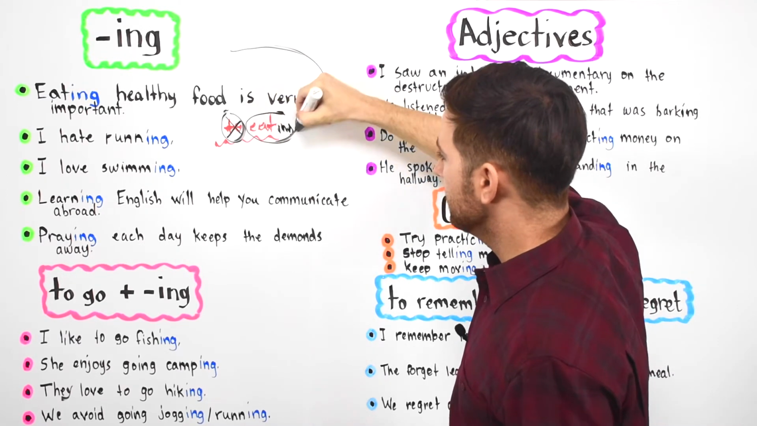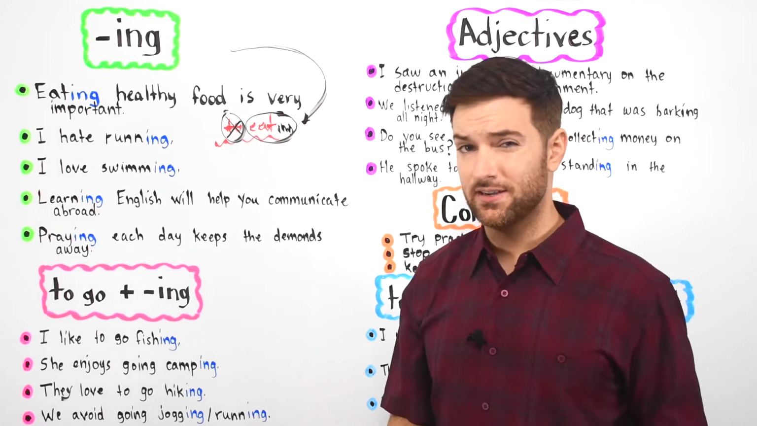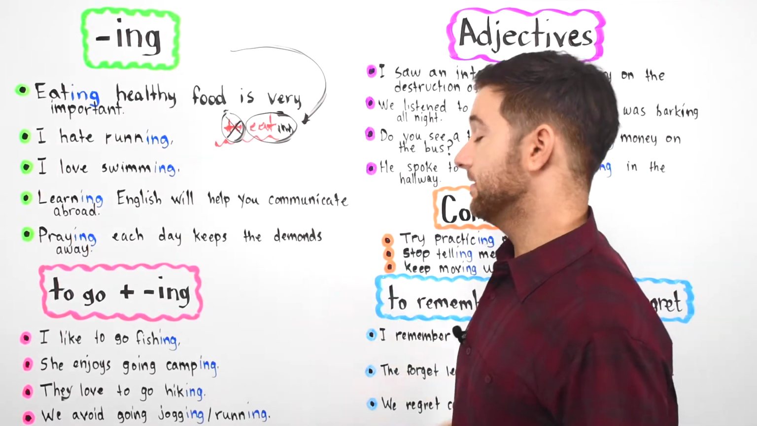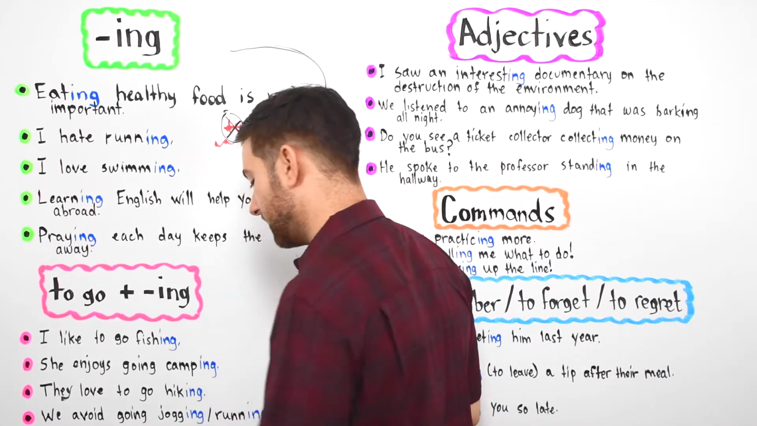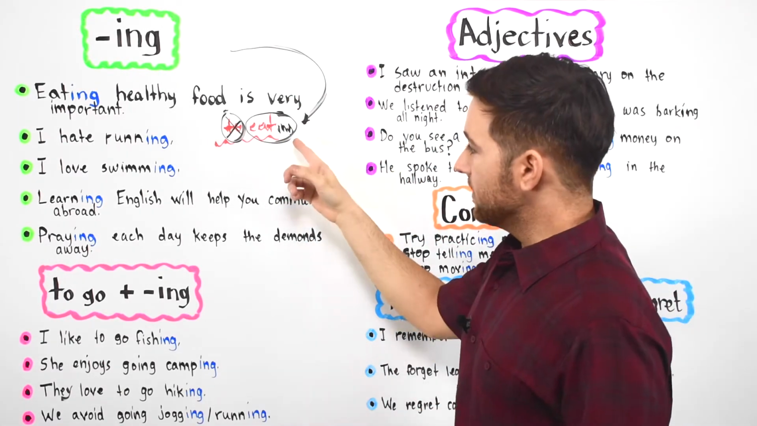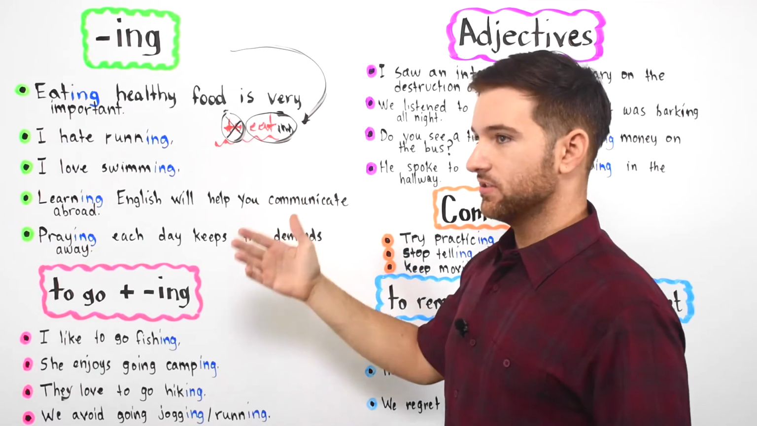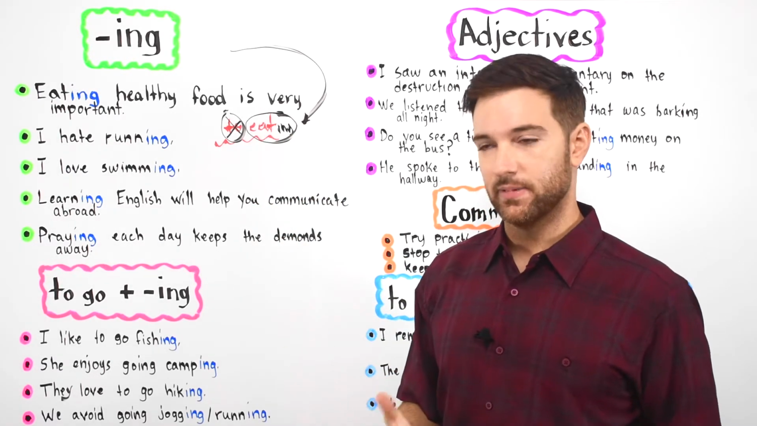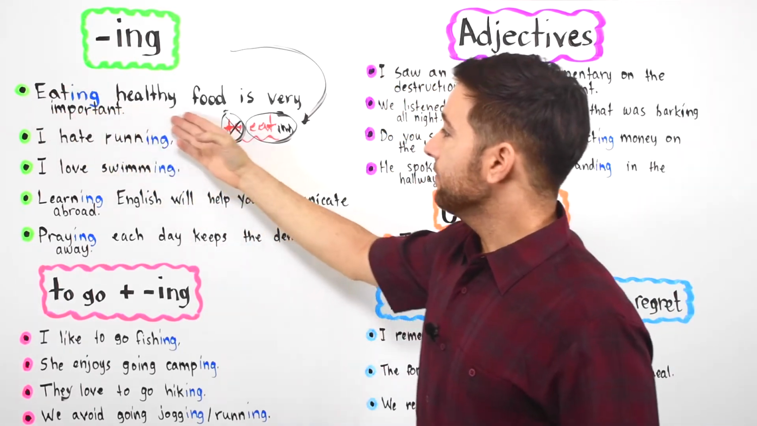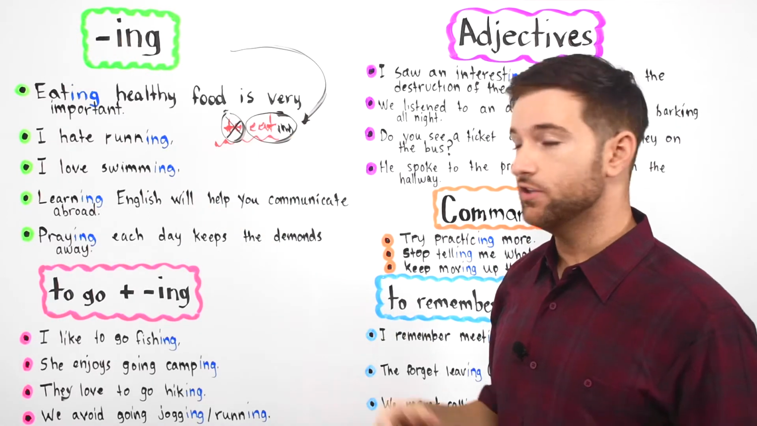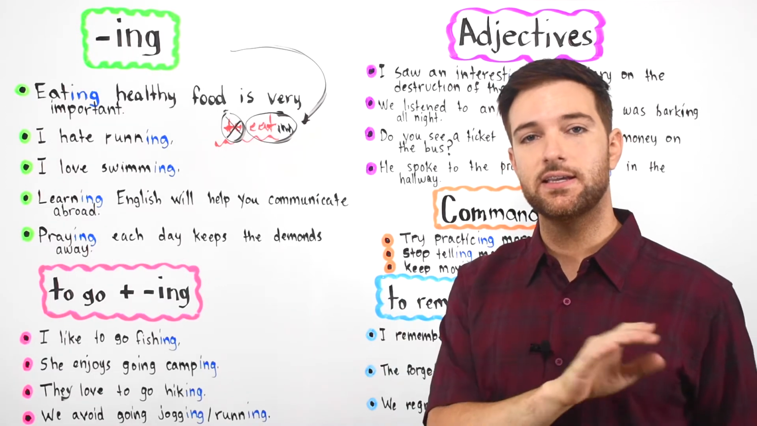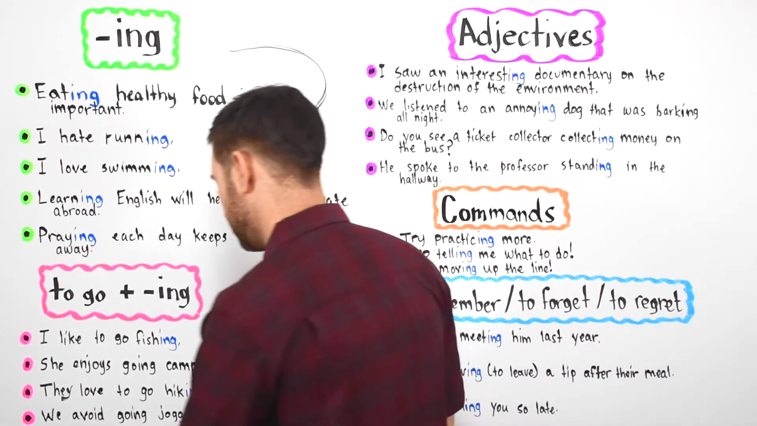Now, is eating a verb? No, it's not a verb. Eating is actually a noun in this case, but it describes the actions of a verb. Do you understand? So even though it's not a verb, it describes the actions of a verb. It's almost like it is a verb, but it's not. In our first example, you can see here that we have eating healthy food is very important. You can see the verb to eat, right? It's eating. Eating healthy food is very important.